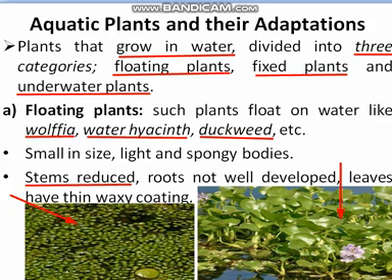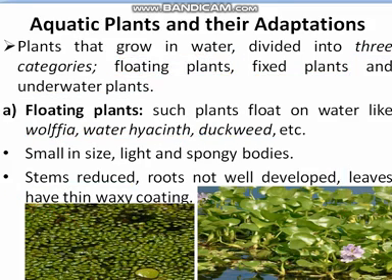And their roots are not well developed. Again, they are not fixed to the ground, so roots are poorly developed, or in certain cases, roots are completely absent. After that, their leaves have a thin waxy coating so that they can float on the water. So this was about the floating plants.